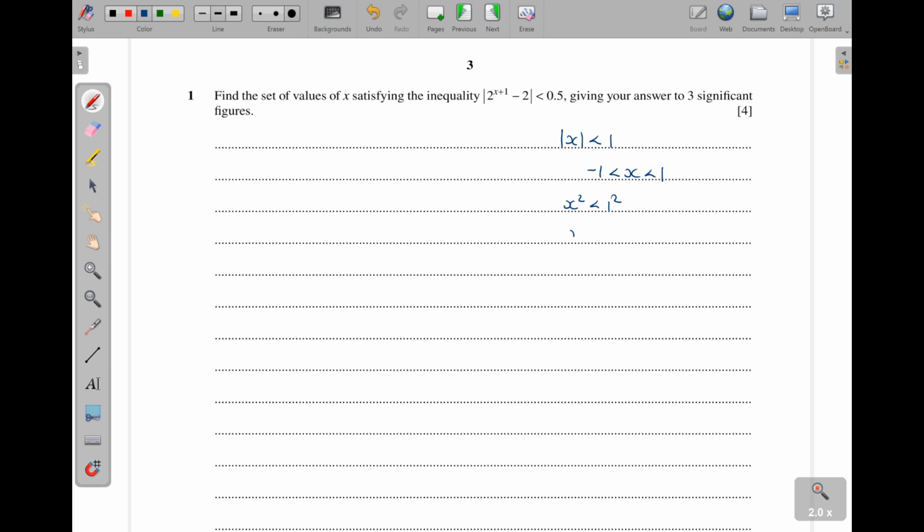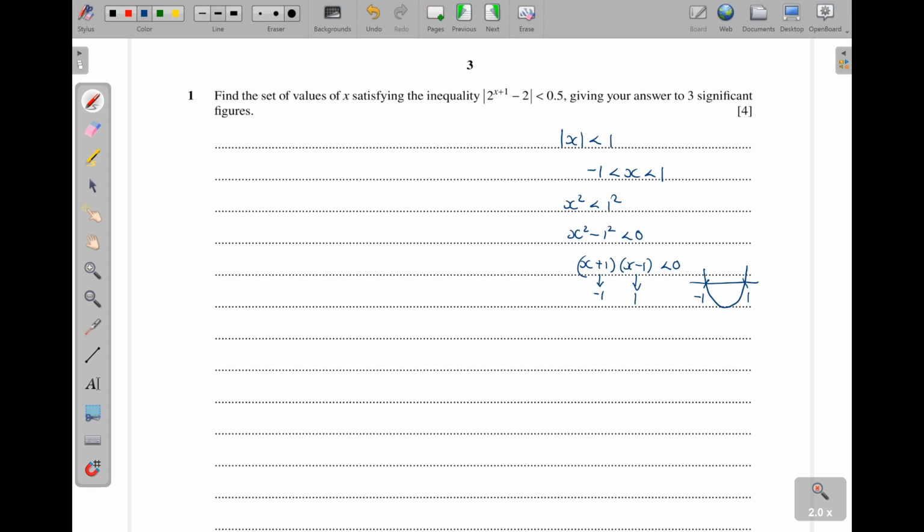Bring this over, and we shall have x squared minus 1 squared less than 0. When I factorize, I get (x plus 1)(x minus 1) less than 0. So the critical values, when I equate these to 0, are -1 and the positive 1. Since the coefficient of x squared is positive, we have a U-shaped curve, and the two values we have are -1 and 1.